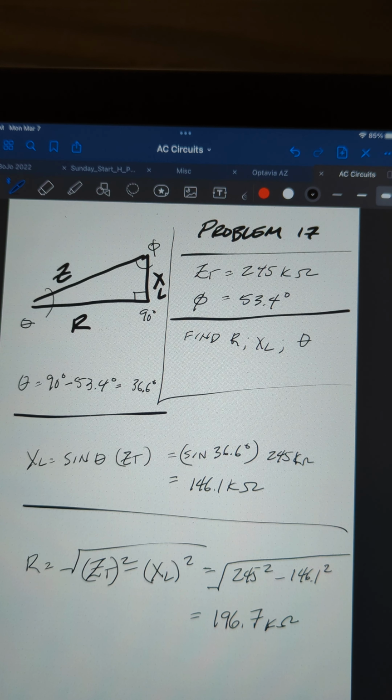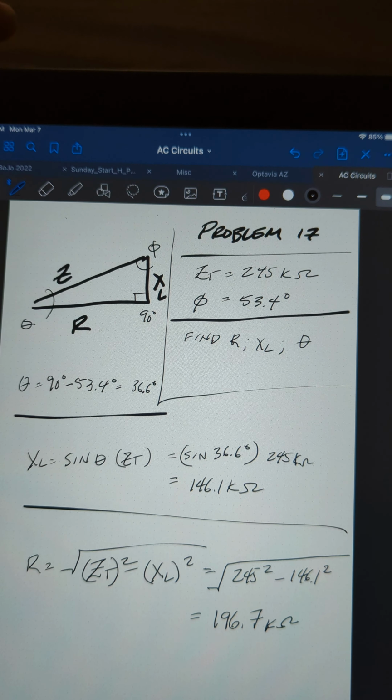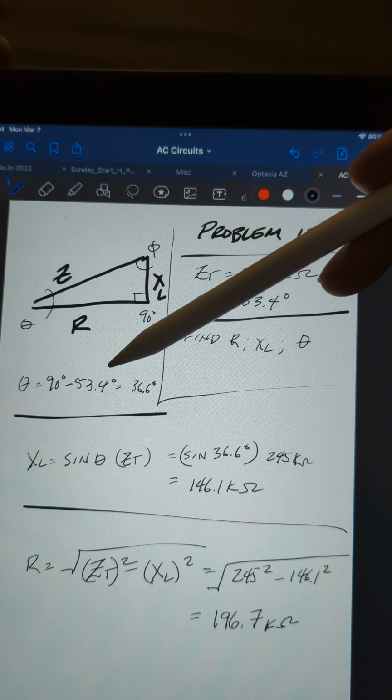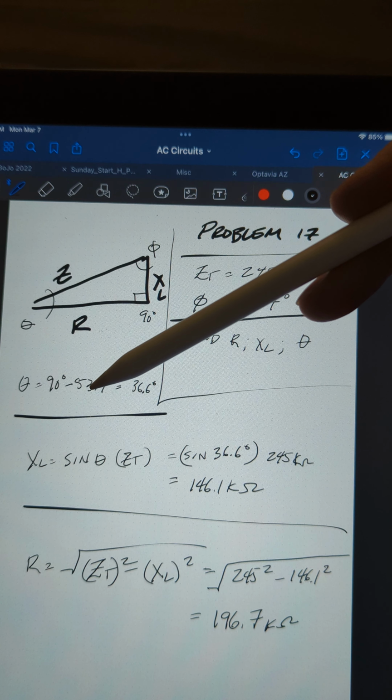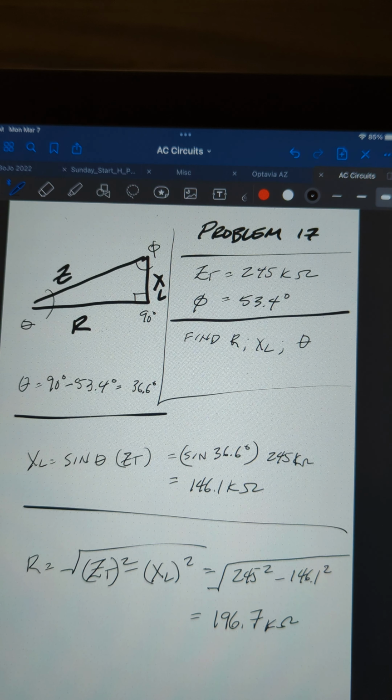In 17, we have a given value for the total overall impedance of 245 k ohms, and my phi is 53.4 degrees. When I look at that, the easiest thing I'm going to solve for is this theta angle, which is 90 minus 53.4. I get 36.6 degrees.